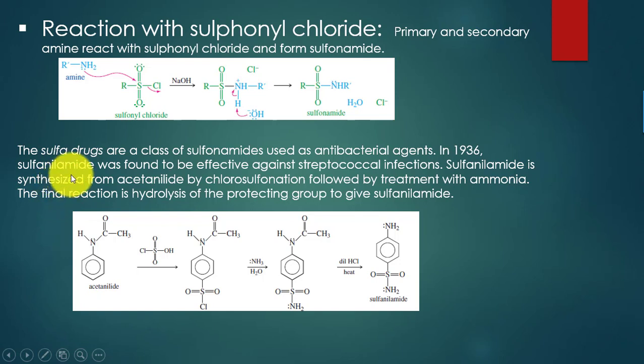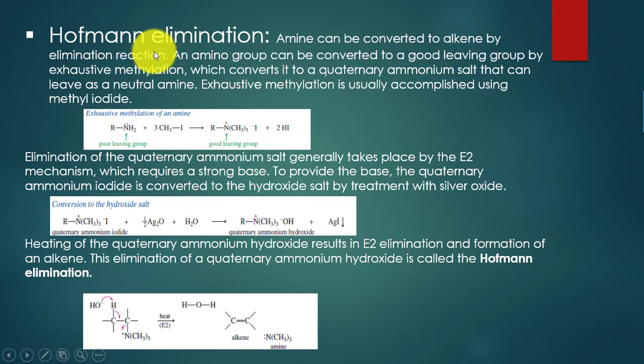And we say that sulfonamide was found to be effective against streptococcal infection, and sulfonamide is synthesized from acetanilide by its reaction with chlorosulfonic acid, where chlorosulfonation of acetanilide takes place, in which the chloride ion will be replaced with amine, and in the next step the removal of the acyl group is done by simply treating it with dilute HCl. Next reaction is Hofmann elimination or leaving of amine group.